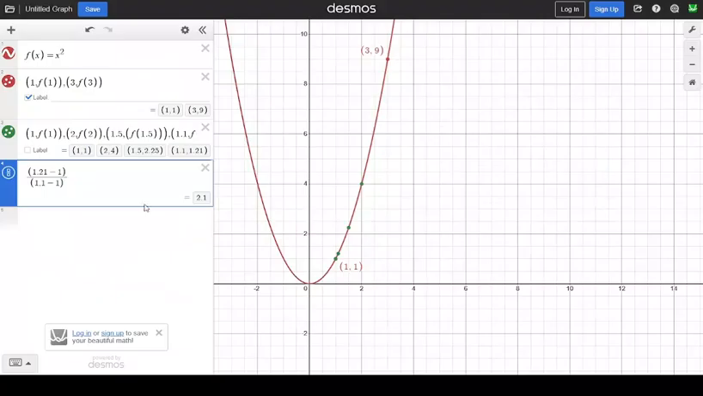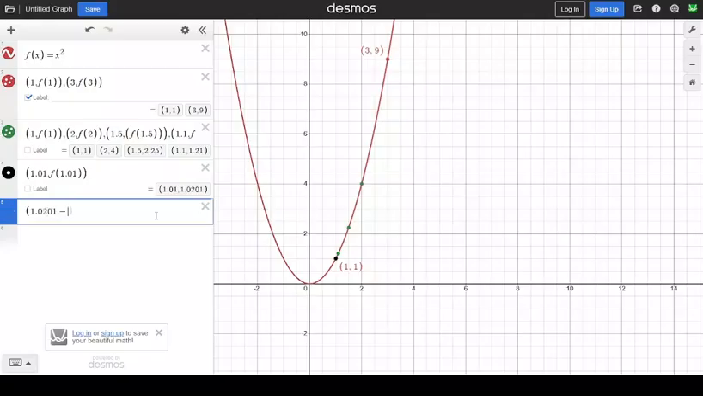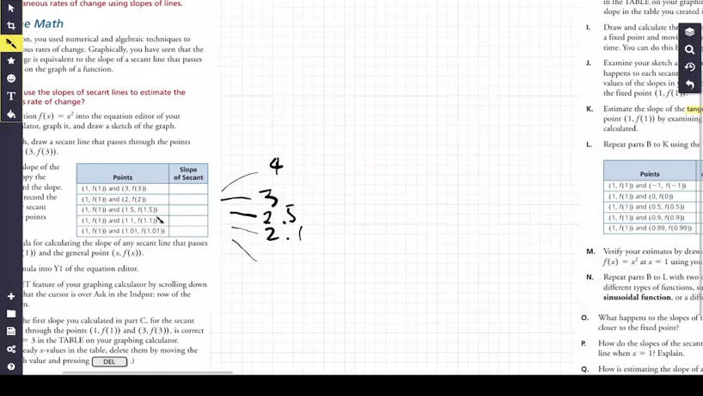And then finally, let's do 1.01, which is even smaller. So we'll have that really, really small change: 1.0201 minus 1 over 1.01 minus 1. So we'll have 2.01.